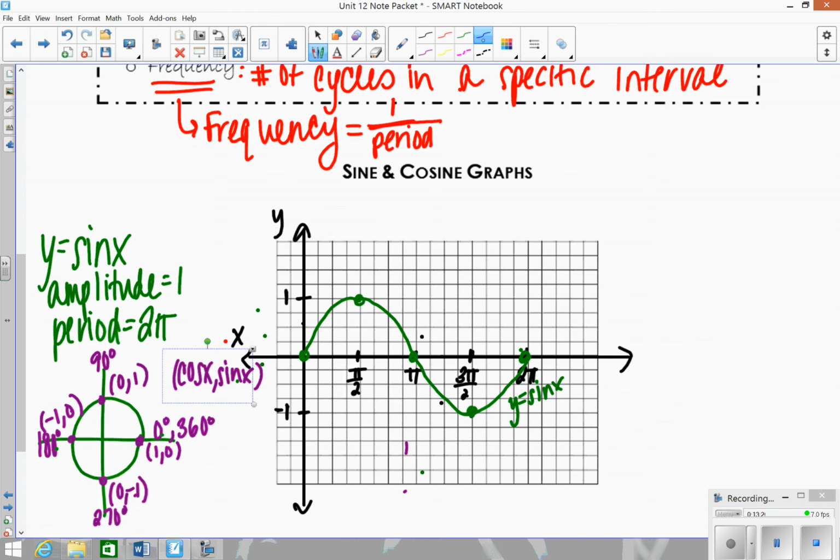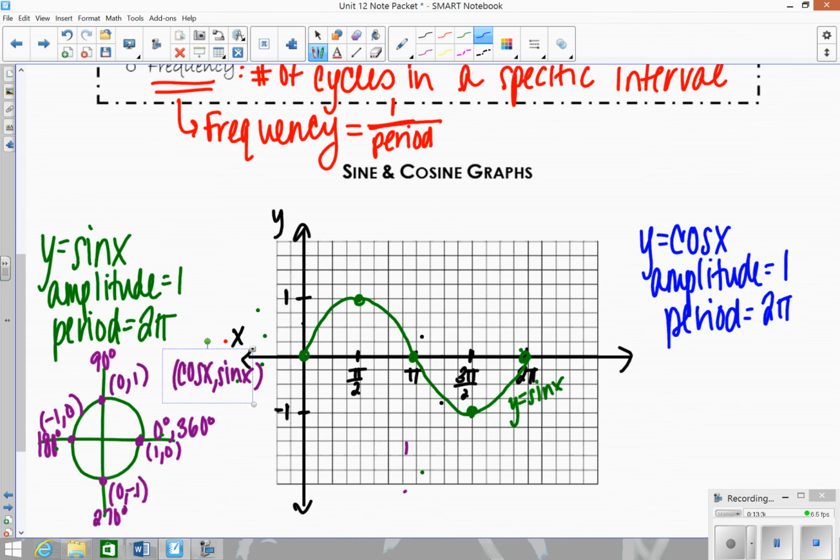And then let's look at y equals cosine of x. So again, the number in front of cosine is the amplitude, which in this case is 1. The period is going to be 2 pi. That'll always be the case because, again, it takes 2 pi for one cycle to occur, or the length of one cycle is 2 pi. So when I'm looking at cosine, I'm looking at the x values. So cosine of 0 is going to be 1. So I start up here at 1.